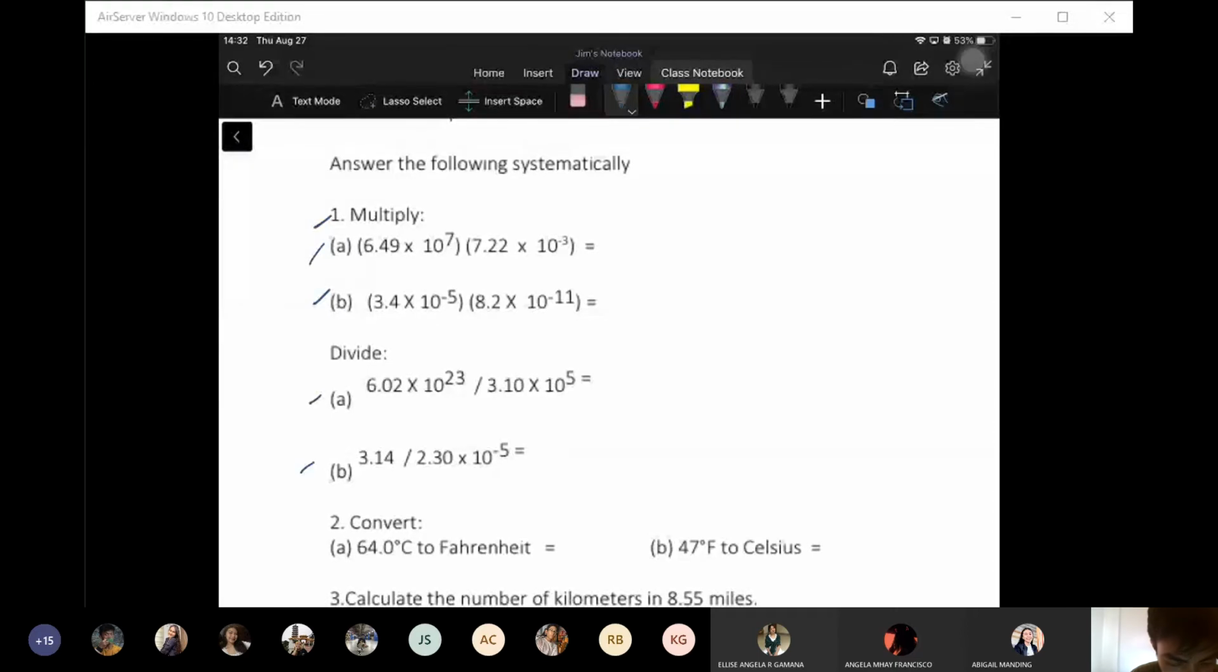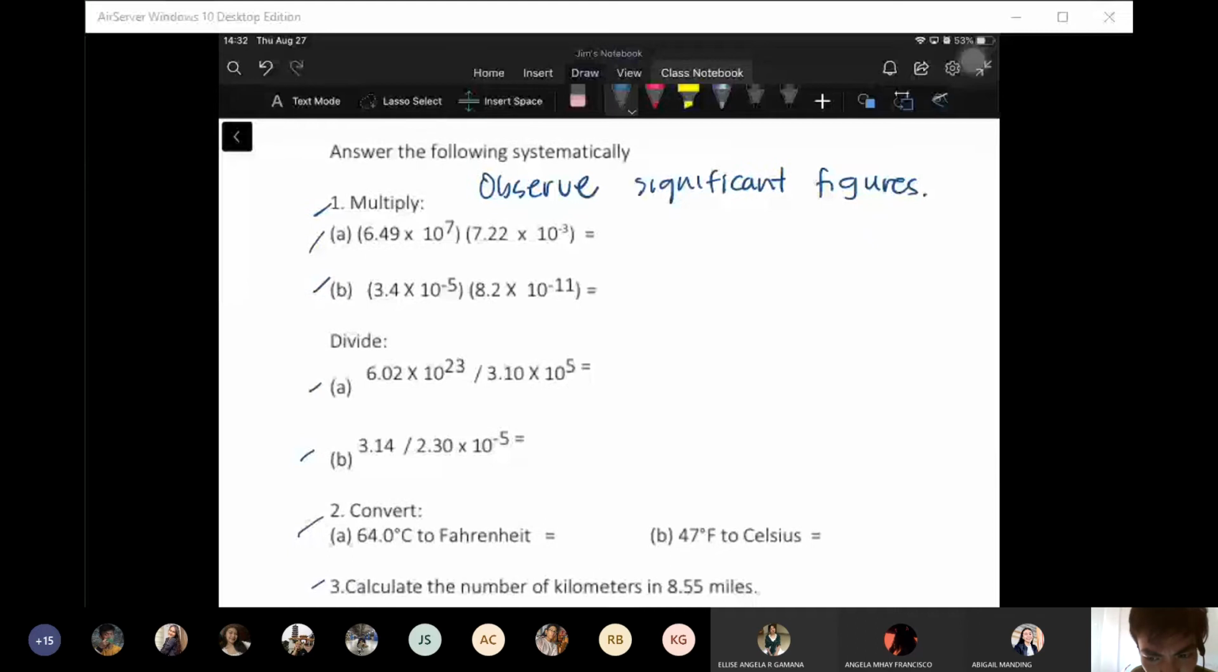Observe significant figures. Importante yung significant figures this time. Sagutan niyo yung 1A and B for multiplication and A and B for division. Sagutan niyo na rin yung 2, pati yung 3. Ang dami pinasagot. Tapos mamaya magtatawag tayo ng magpapakita ng sagot sa screen.